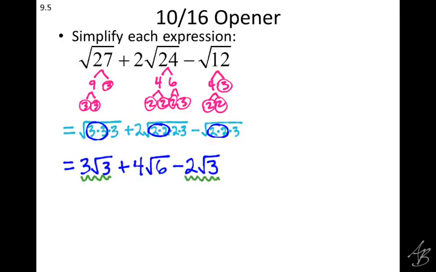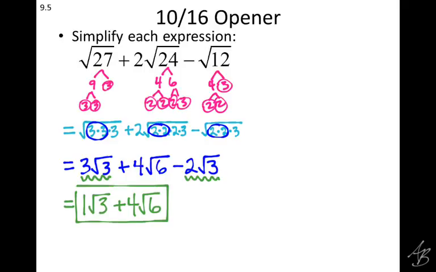So we'll combine the 3 square root of 3 and negative 2 square root of 3 and get just square root of 3, or you could say 1 square root of 3, right? I'll make it 1 square root of 3 to start with. And then the 4 square root of 6 doesn't combine with anything, so just bring it down. And like I've said before, that's a good answer. That'll get you full credit. But since there's a 1 in front of that square root of 3, what can I do to simplify it a little bit? Take off that 1. So we could just write it square root of 3 plus 4 square root of 6.